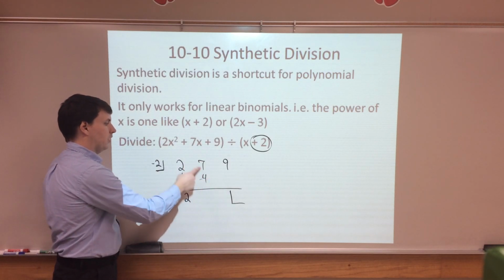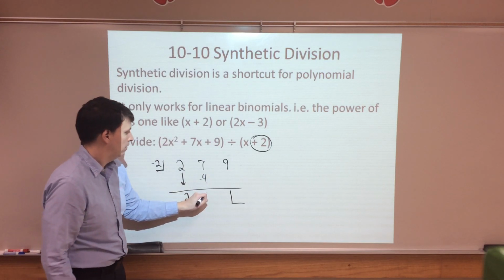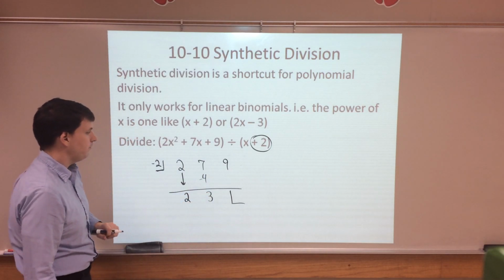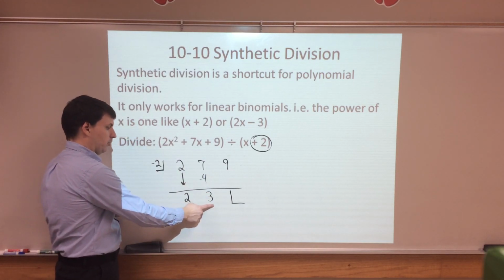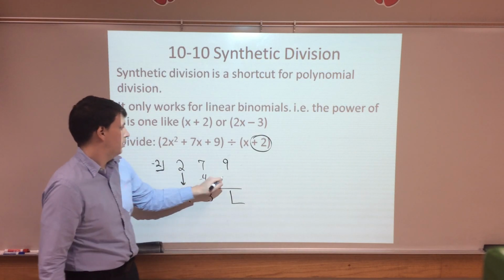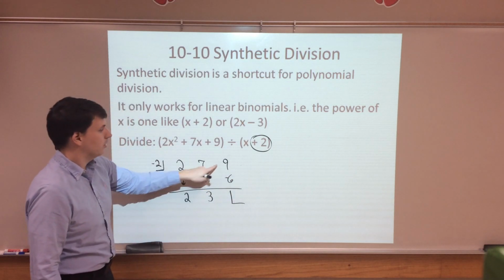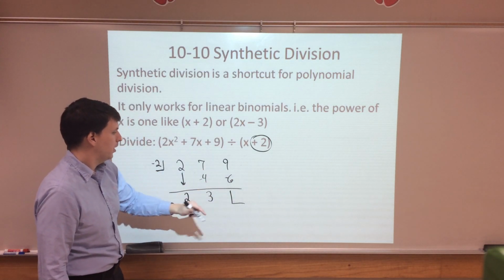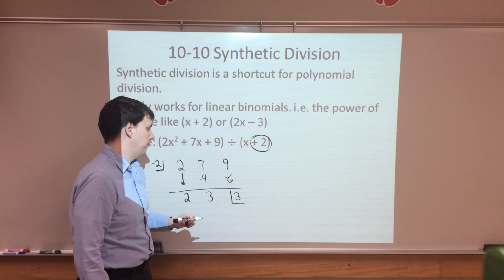We're just going to combine this together. So positive 7 minus 4 gives me 3. And then now I'll take that 3 and I'll multiply it times negative 2. So 3 times negative 2 is negative 6. And then I'll combine those together. Positive 9 minus 6 is 3.